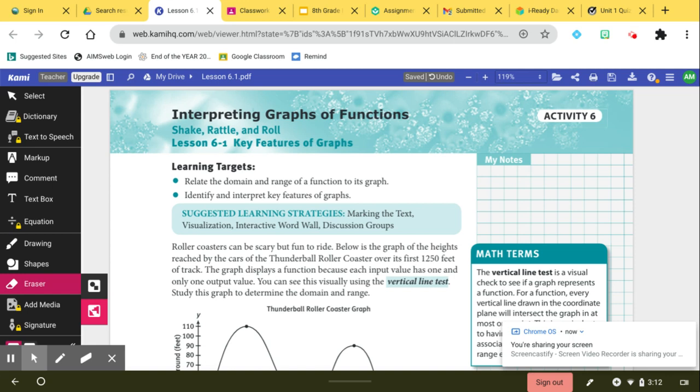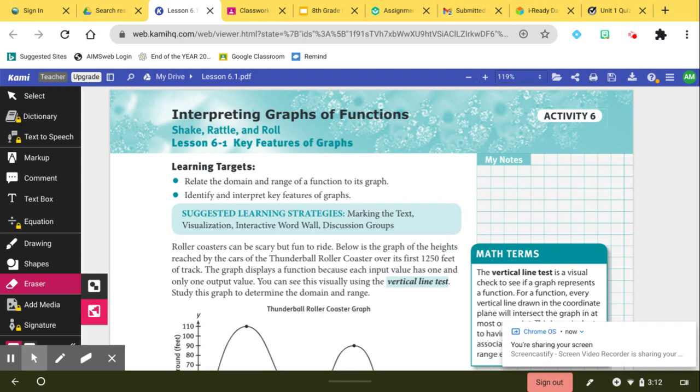Hi, so we are doing lesson 6.1 today. Now that we know what a function is, we know how to find the domain and range of functions, and we know how to evaluate functions in function notation. Now we're going to be looking at key features of graphs of functions.